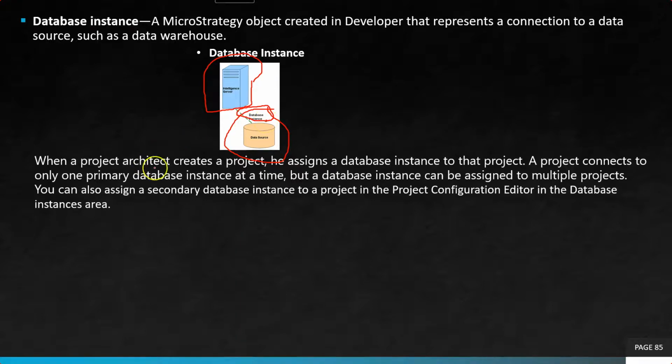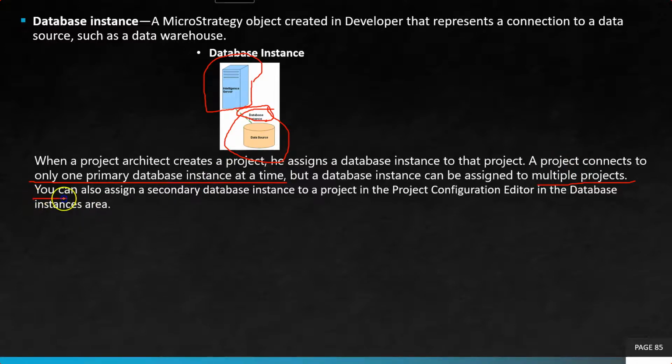Okay, so when a project architect creates a project, he assigns a database instance to that project, and a project connects to only one primary database instance at a time. So keep in mind, only one primary database instance can be communicated with, but a database instance can be assigned to multiple projects. So if you have created this database instance and you have multiple projects, you can assign this database instance to the multiple projects, but only one primary database instance can communicate with a project.